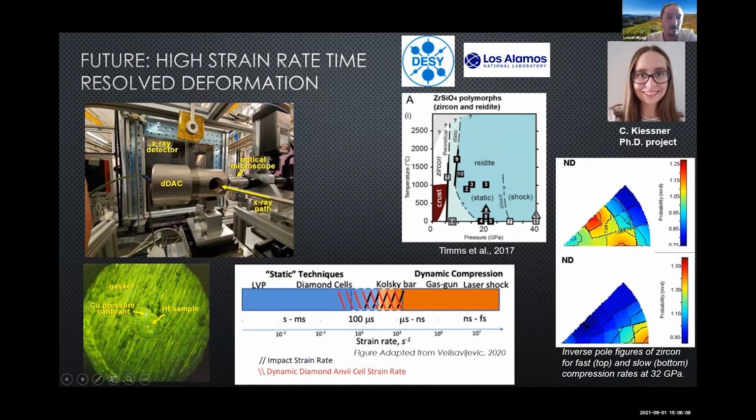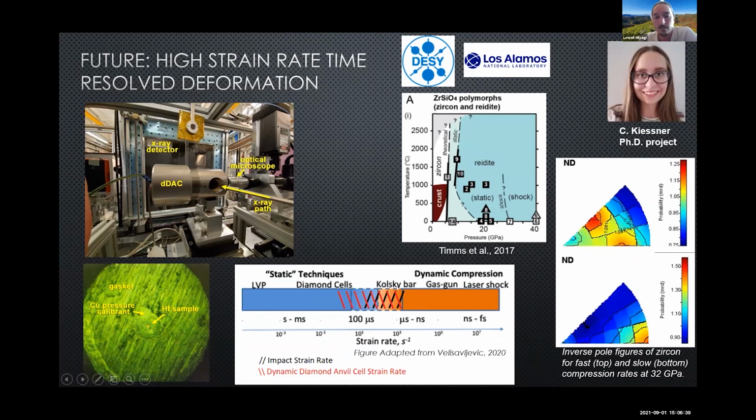So this was a sample of hafnium. So hafnium's here, and there's a little bit of copper pressure calibrant. And so we can watch it and we can map the strain in our sample during the deformation. Now, when we go to high strain rates, what's really neat about the DDAC is this puts us really in the strain rate gap between these static sort of LVP diamond cell techniques that are these slower strain rates, and the gap between that and things like gas gun and laser shock compression.